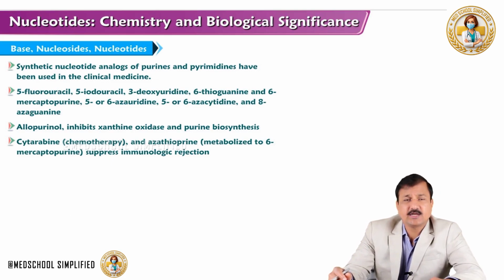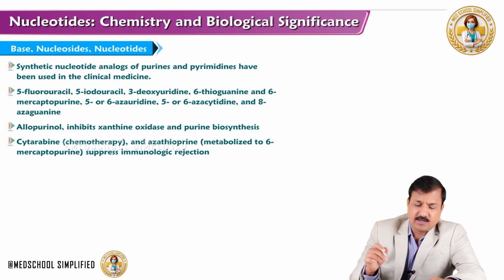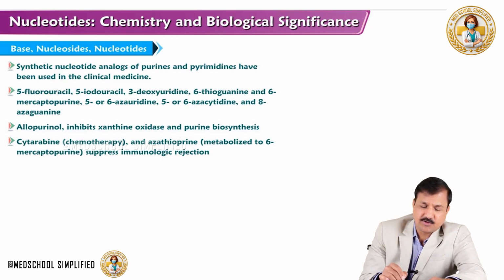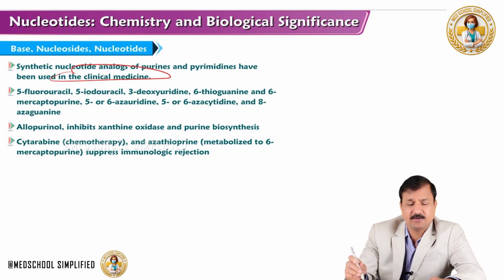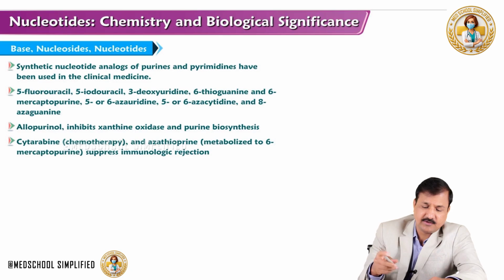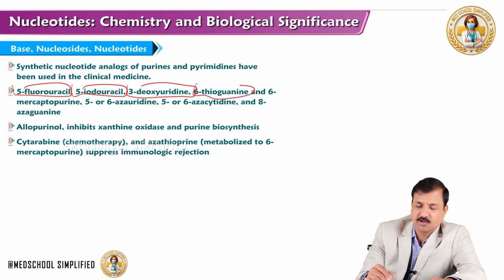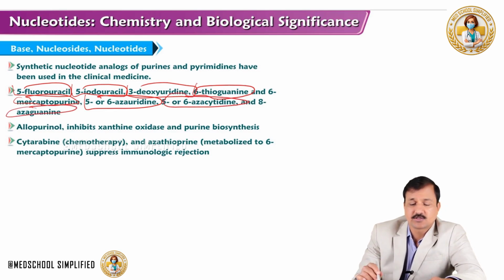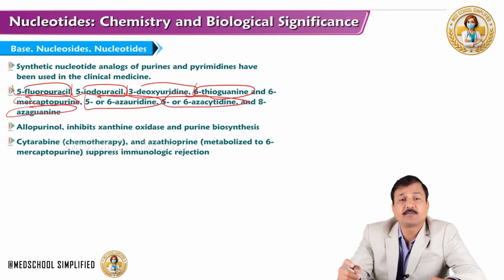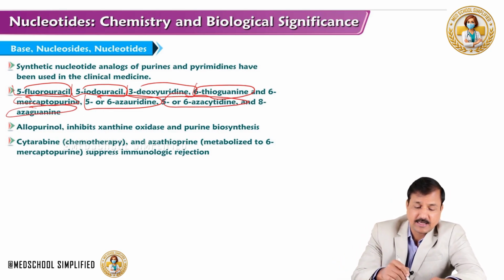Now, synthetic nucleotide analogues of purines and pyrimidines have been used in clinical medicine. Some of the synthetic analogues that we know are 5-fluorouracil, 5-iodouracil, 3-deoxyuridine, 6-thioguanine, 6-mercaptopurine, 5- or 6-azauridine, 5- or 6-azacytidine, and 8-azaguanine. All these are used in the treatment of different types of cancer.